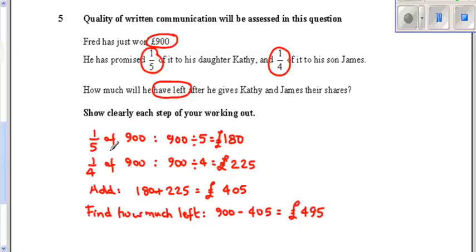So first of all, we're going to work out a fifth of £900. So remember, that's 900 divided by 5, which is 180. Then James gets a quarter of the 900. So we'll work out a quarter of 900. 900 divided by 4 is 225. So those two together, we add the 180 and the 225, and that comes to £405. And then how much has he left out of his original £900? So we're going to subtract the 405 from 900 and we get £495.